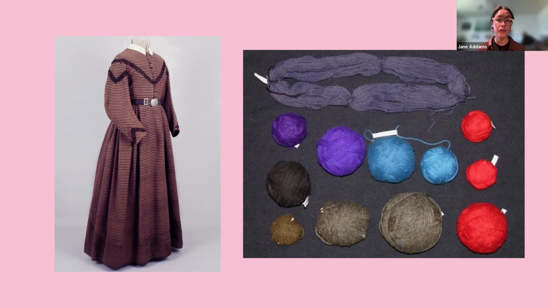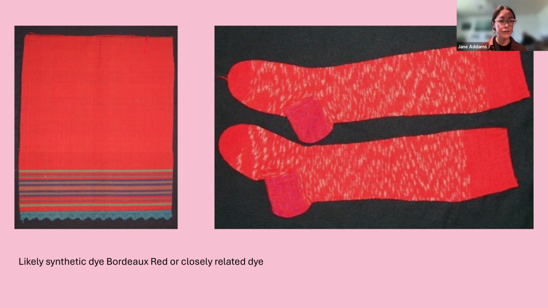But like I said, I also included synthetic dye in my data because I knew that some of these were likely to be synthetic. And so we saw that the red of this apron, as well as the main red of these socks, the heels are a different red, if you'll notice, and we saw that pretty often in the stockings. So the main red in these socks and the red in the apron were likely the synthetic dye Bordeaux red or some closely related dye.